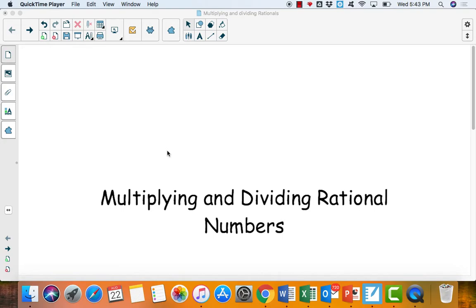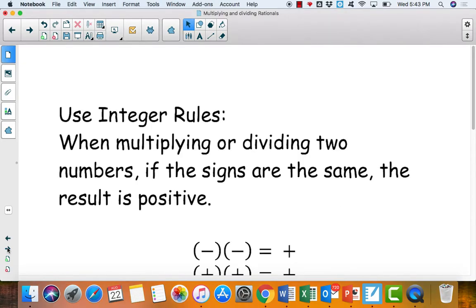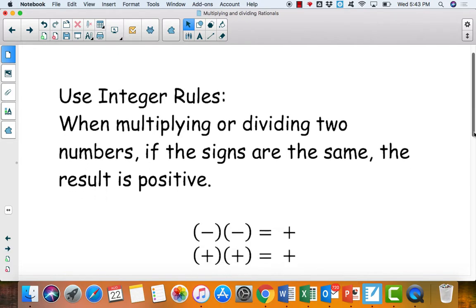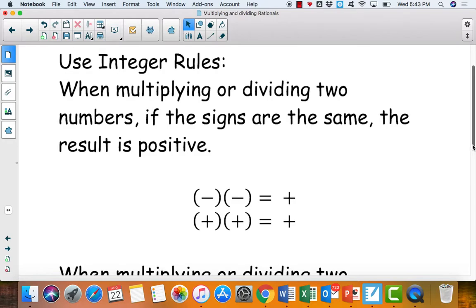Multiplying and dividing rational numbers. Go ahead and grab out your little foldable if you want. Here we go. First thing you need to remember is that when we multiply and divide rational numbers, we're going to use the integer rules, okay?